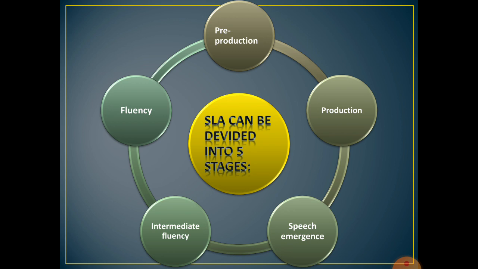SLA can be divided into five stages. The first is pre-production. Next, the second is production. The third is speech emergence. The fourth is intermediate fluency. The fifth is fluency.